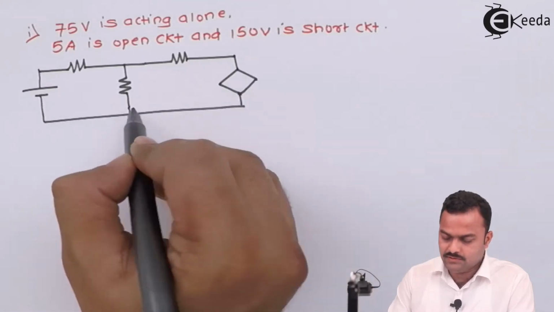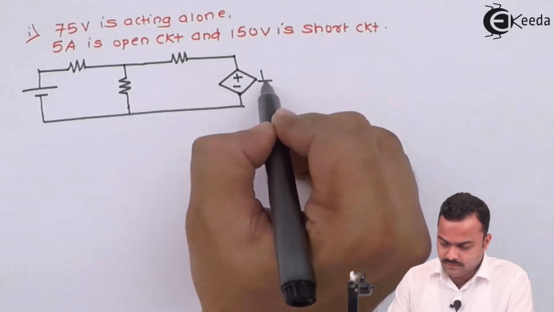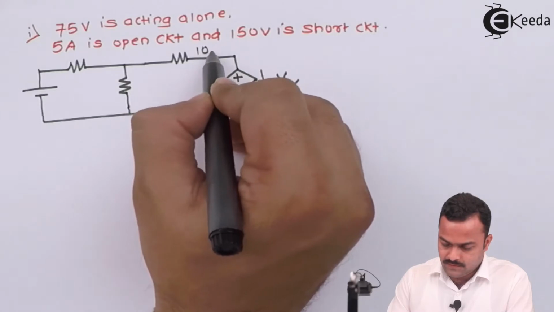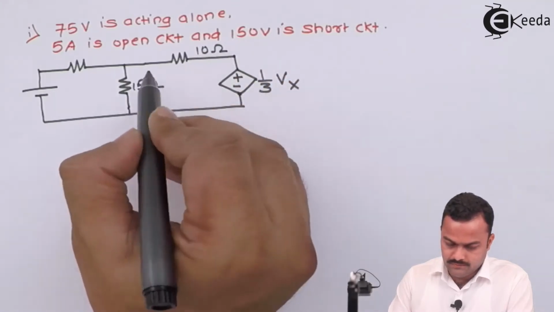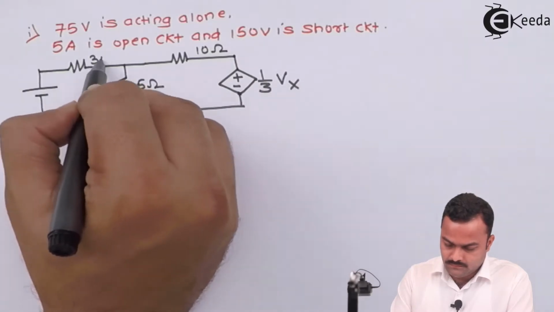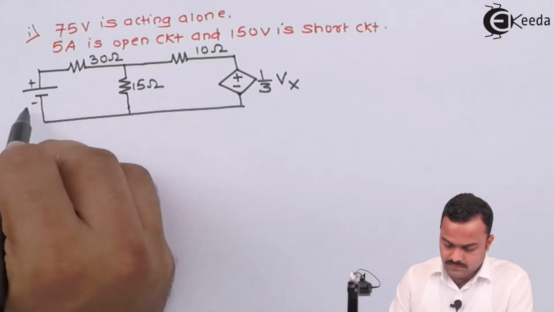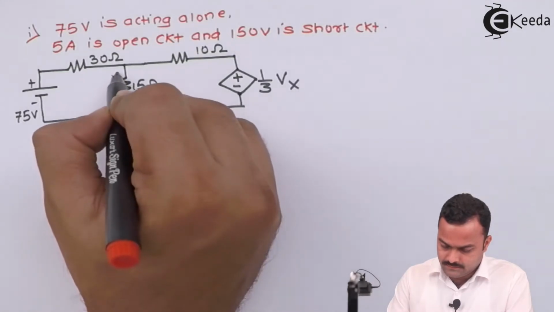Remember, we have not touched the dependent source at all, which is 1/3 Vx. This is 10 ohm, 15 ohm, 30 ohm and 75 volt. The Vx is this.